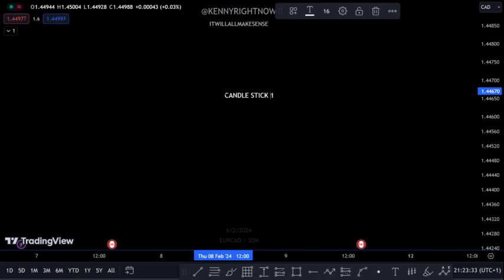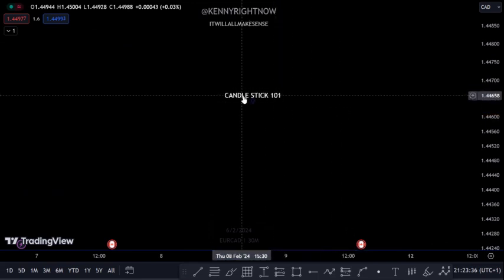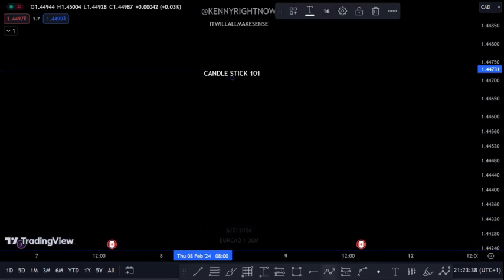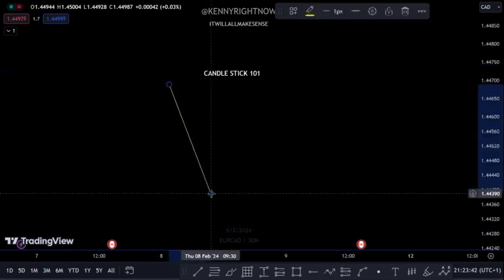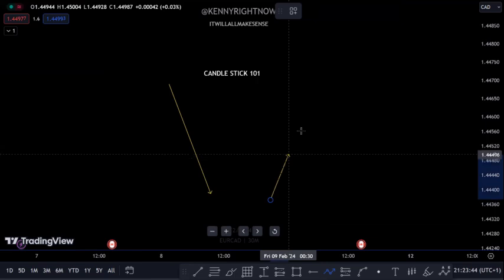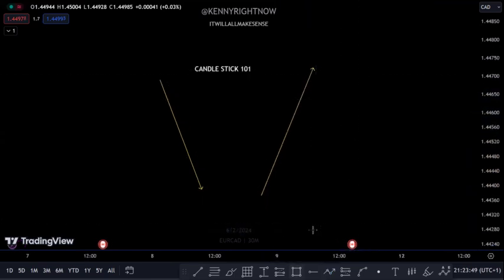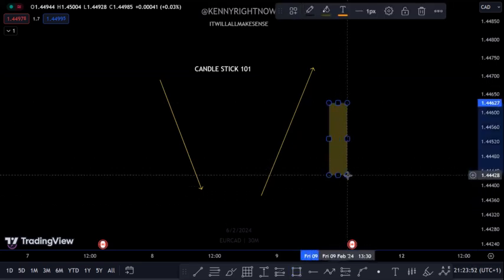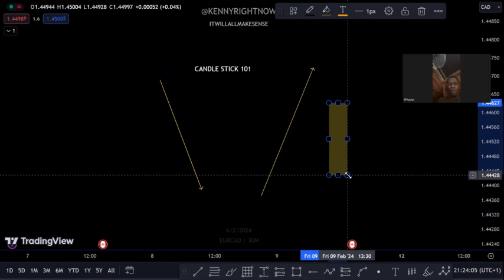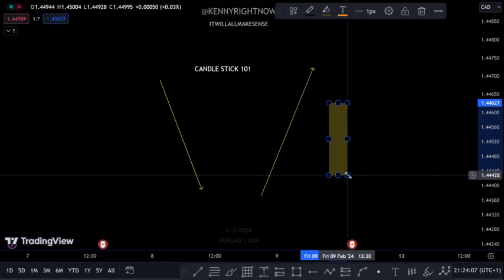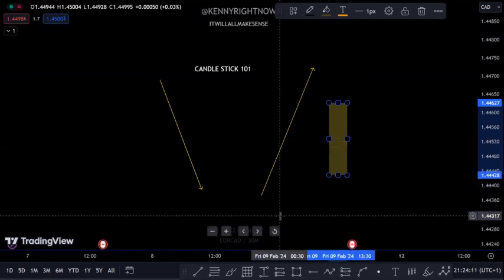Candlestick 101. Now, we've been seeing price buying, price selling, price selling, we've been seeing price buying. But we know that all these are represented with what? With candles, right? Now it's either the bullish candle or the bearish candle. So how do we understand what these candles look like and how can we use them to our advantage while trading?